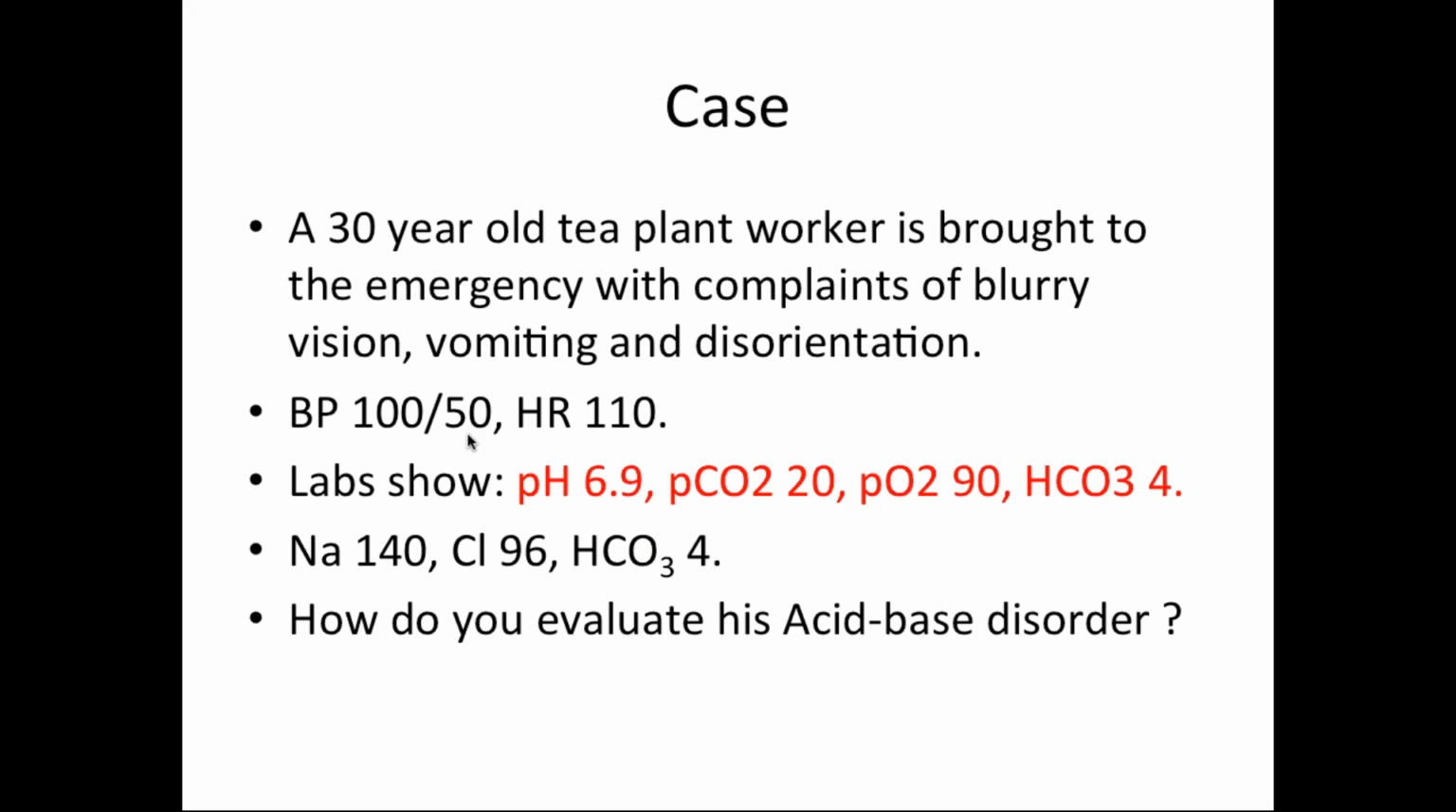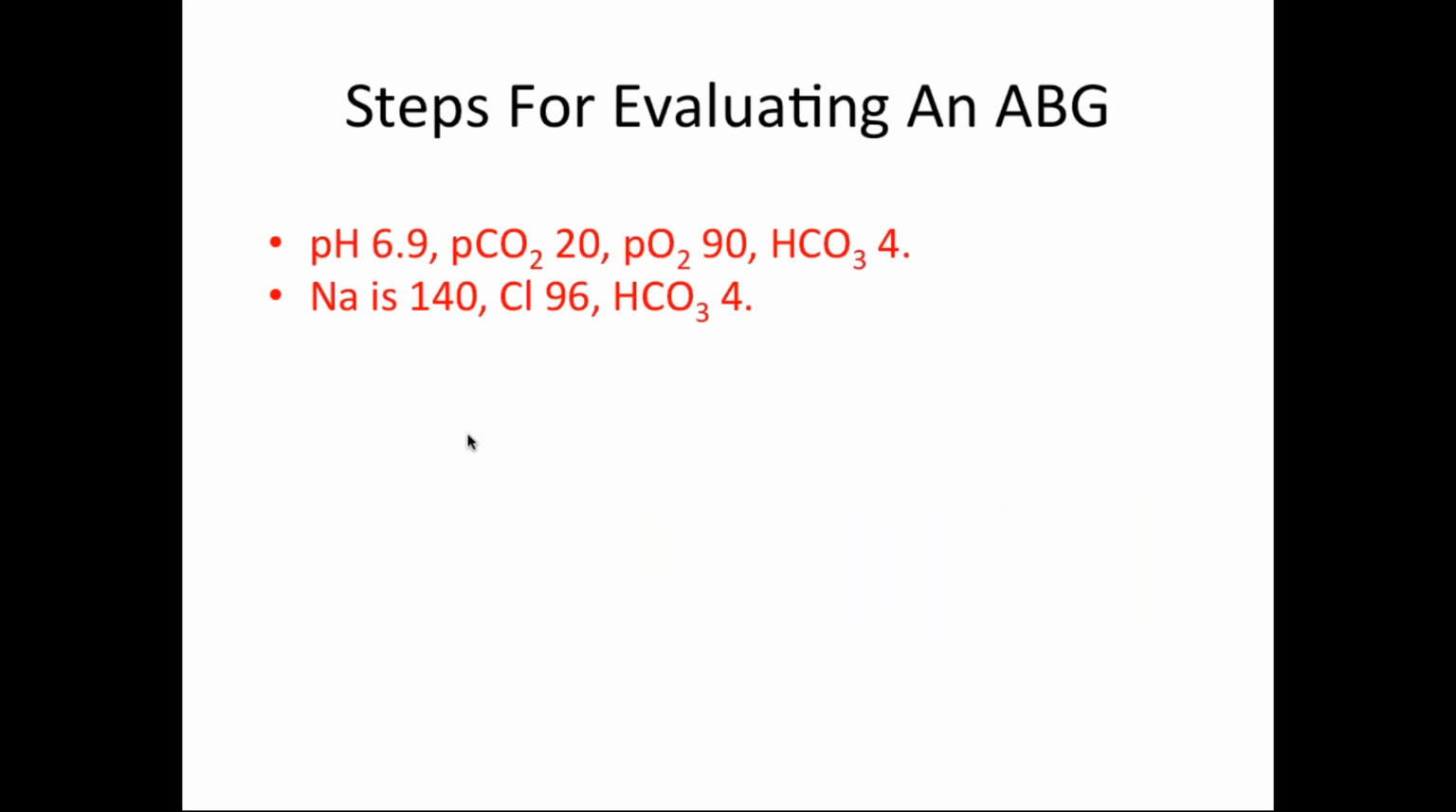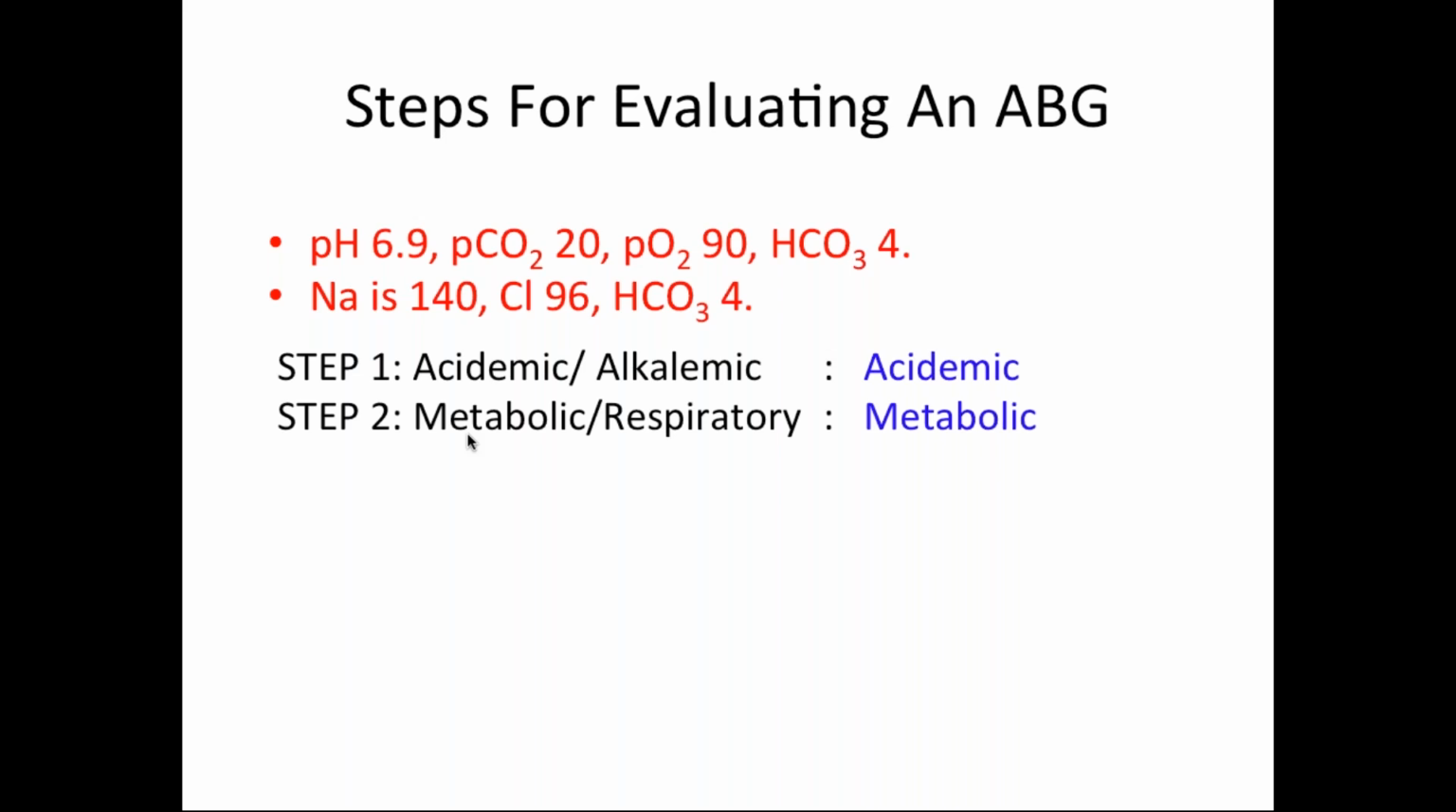So most of this has been done in the previous talk when we talked about how to evaluate ABGs. So we'll just go over that again. The steps for evaluating an ABG that work for me are: the first step is to look at the pH and to see if this person is acidemic or alkalemic. In this case, there is severe acidemia. Second is to see if it is metabolic or respiratory. In this case, with a bicarb of 4, this is metabolic.